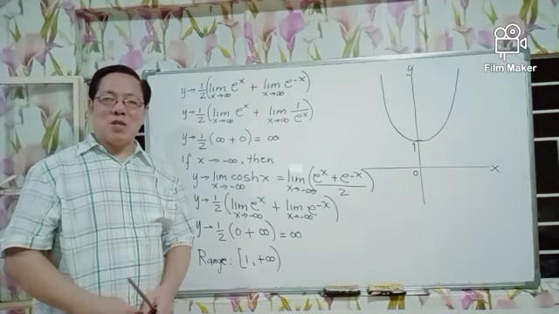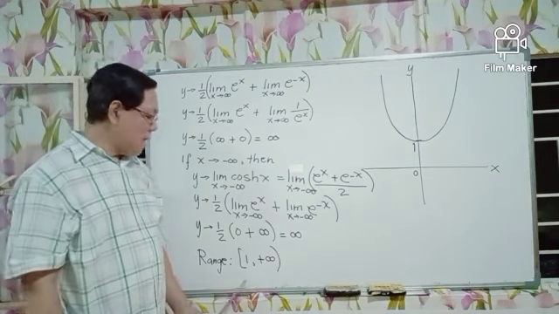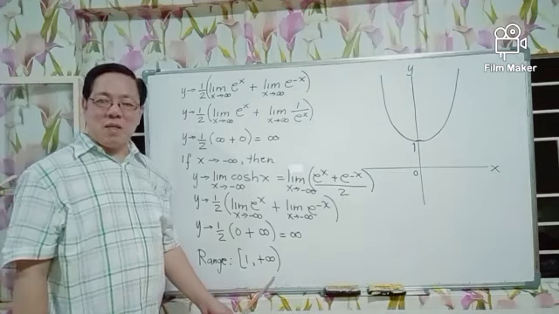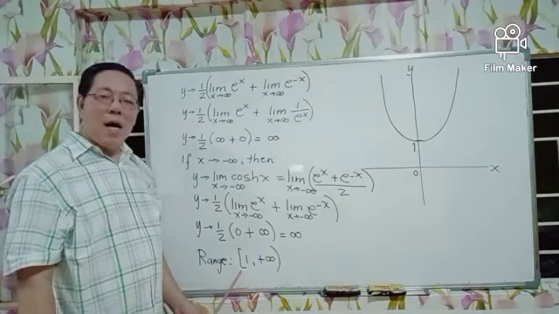Using interval notation, the range of the hyperbolic cosine is the half open interval from 1 to positive infinity, including 1. That is why we use a bracket at 1.